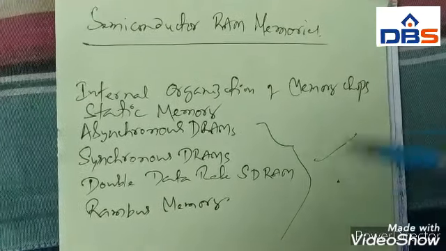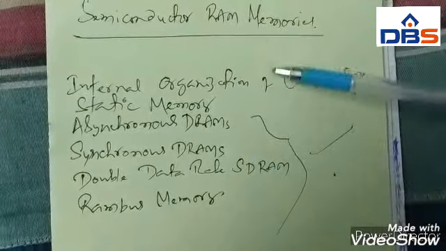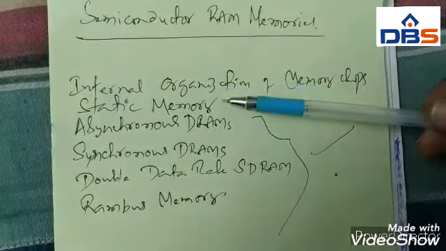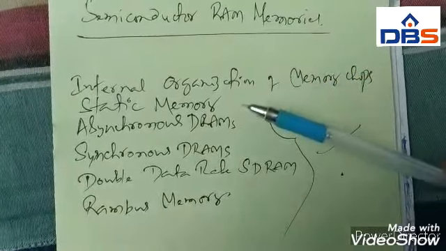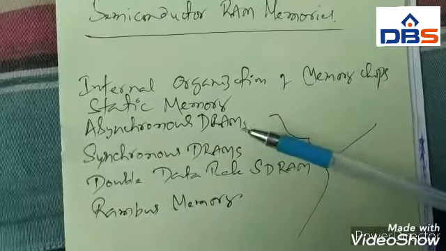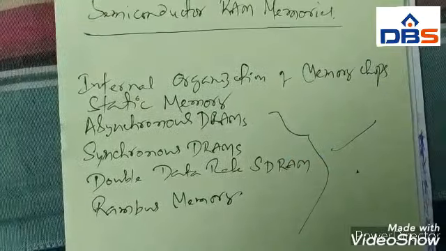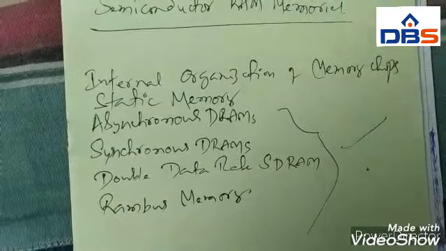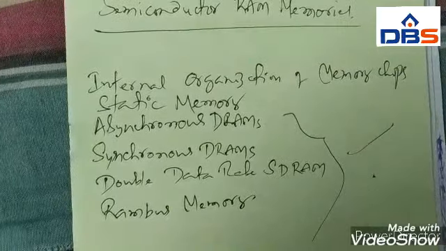Here we finished internal organization, static memories, asynchronous dynamic random access memories, and synchronous dynamic random access memories, and now coming to the double data rate SDRAM. Transistors are used in the static memories. In double data rate SDRAM, double data rate is performed.